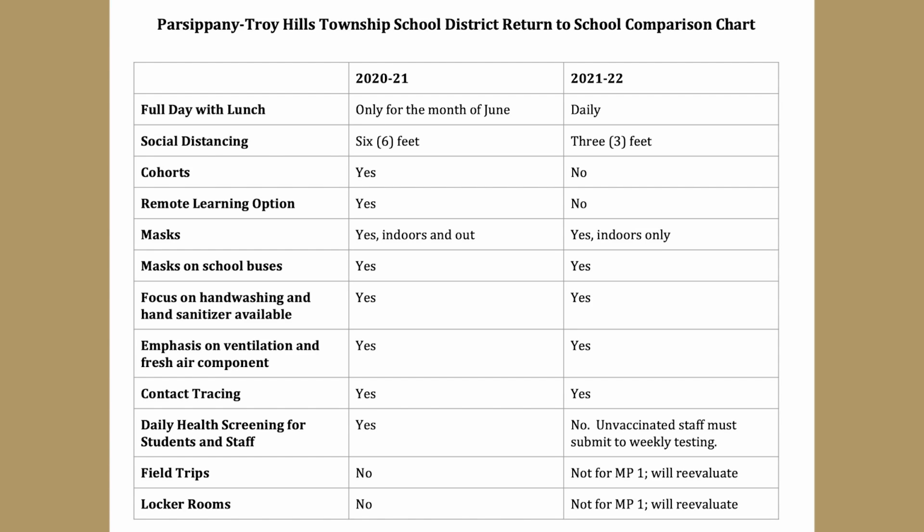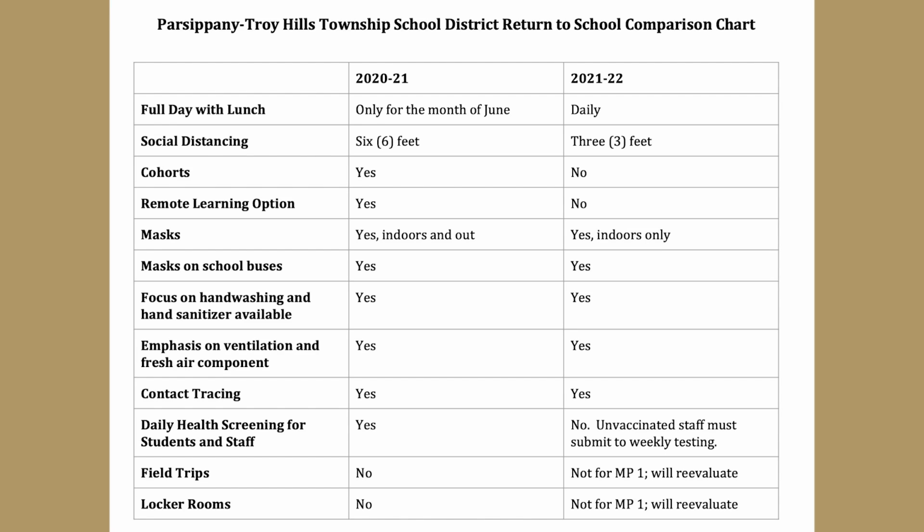Last year, we had staff and students during the weeks that they were attending completing a daily health screening online. We are not implementing that model this year, but as per the governor's most recent directive, unvaccinated staff must submit to weekly or twice a week testing. We did not run any field trips last year. We're going to pause field trips for the first marking period only this year and then reevaluate once we have a few weeks into the school year. Locker rooms were not opened at all last year, not even for athletics.